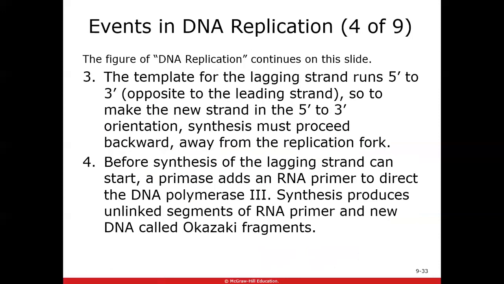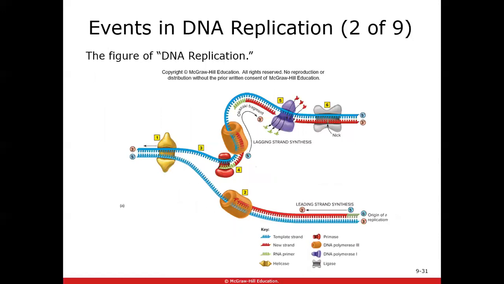So the template for the lagging strand runs 5' to 3'. That's opposite of the lead strand. So to make the new strand in the 5' to 3' orientation, synthesis must proceed backward, away from the replication fork. Before synthesis of the lagging strand can start, a primase adds an RNA primer to direct the DNA polymerase III. The synthesis produces unlinked segments of RNA primer and new DNA called Okazaki fragments. So let's look back at this. This is that RNA primer, this little piece here. This is the RNA primer here.